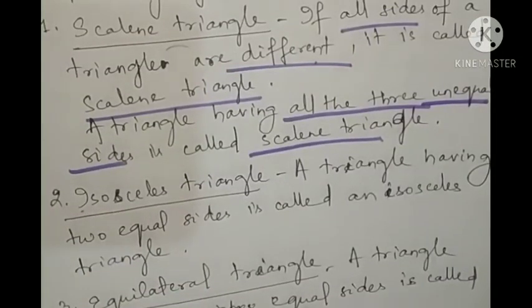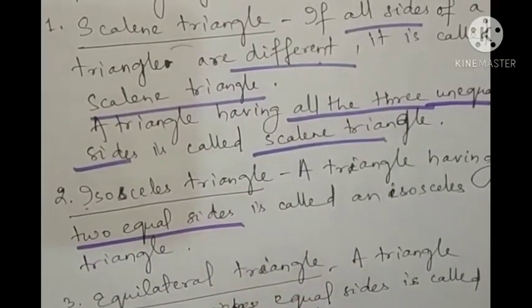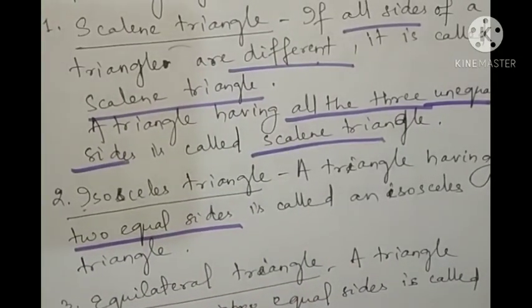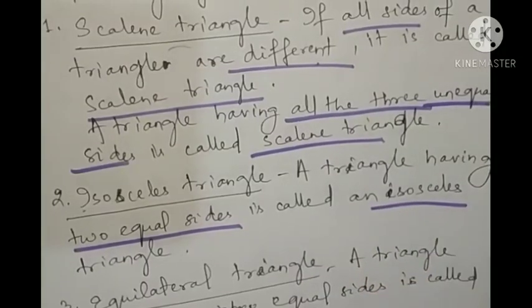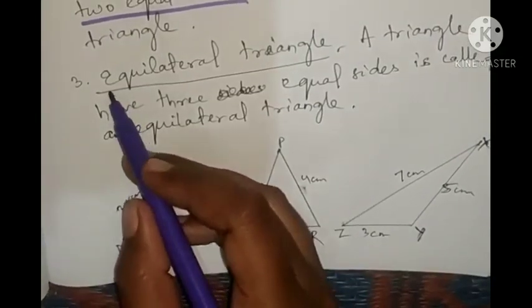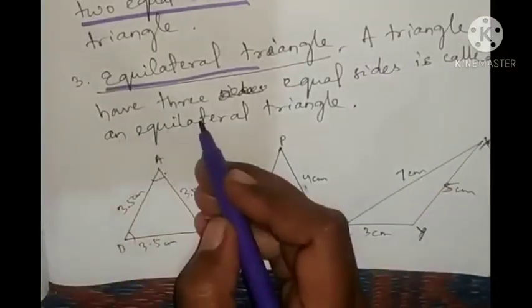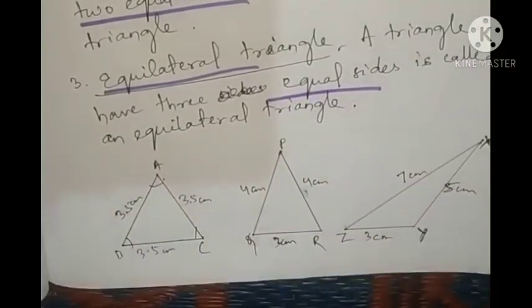Isosceles. A triangle having 2 equal sides. If a triangle has 2 equal sides, then it is an isosceles triangle. Next, equilateral triangle. A triangle having 3 equal sides, means all the sides are equal.